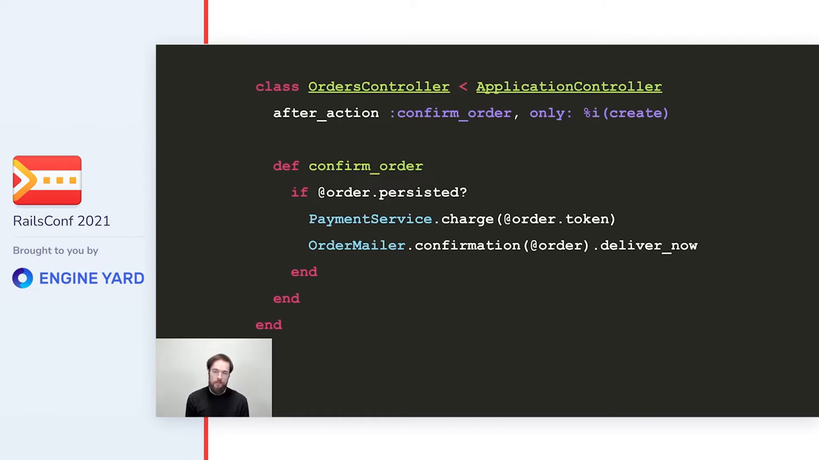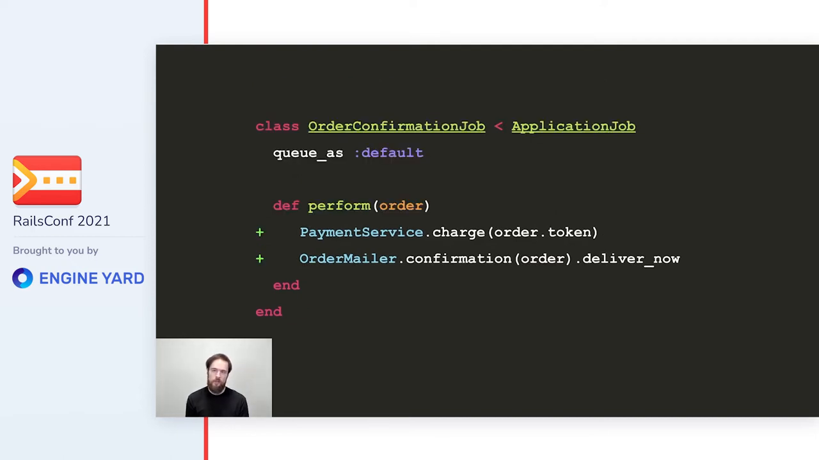When the order is created, we need to confirm it. For expensive or time-consuming operations we can't optimize like these, we can use ActiveJob. That allows us to move this logic over to a job class. The order confirmation job encapsulates payment capture and mailing work, so we can treat it as a single entity. Jobs can be worked on asynchronously in development or pushed to another worker process in production.